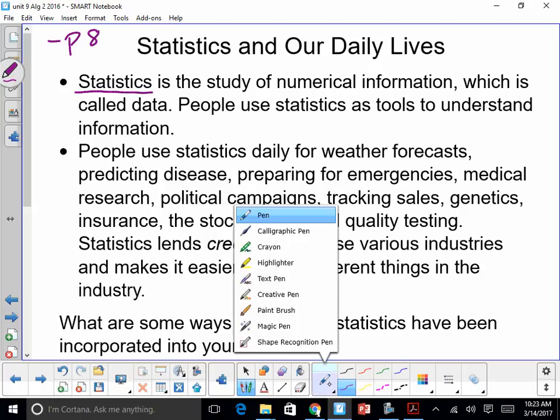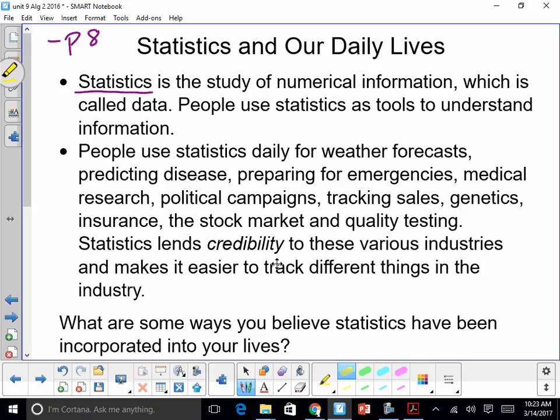It's the study of numerical information, which is called data. So they could have shortened it. It's the study of data. When we use data, it usually means information that's okay, just generic information, but for their purposes, it needs to be able to where you can write a number on it. So when we talk about data, that's the main thing that you're going to be using. See here, people use statistics as tools to understand information. We got that.